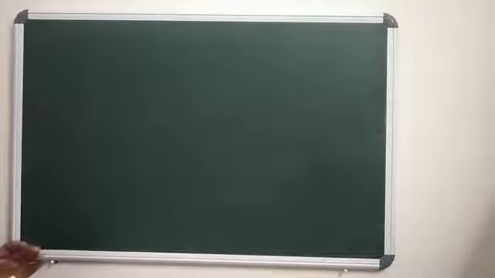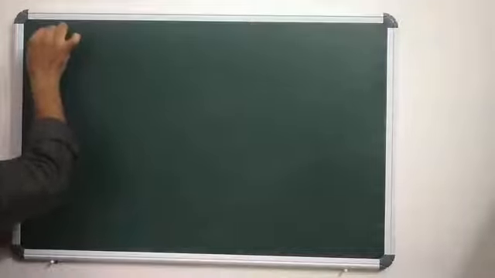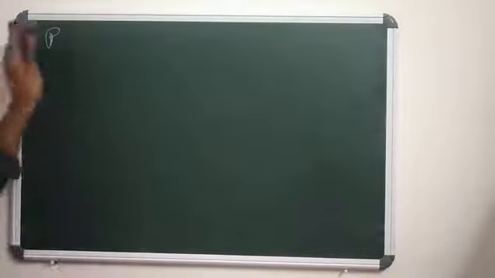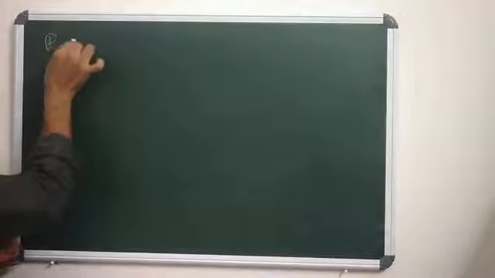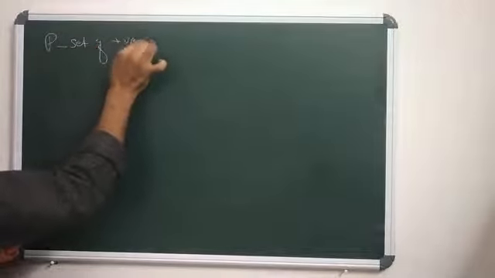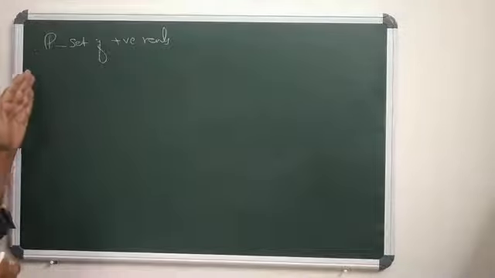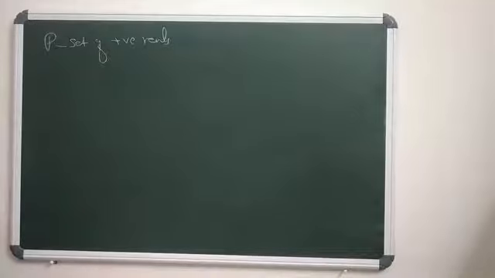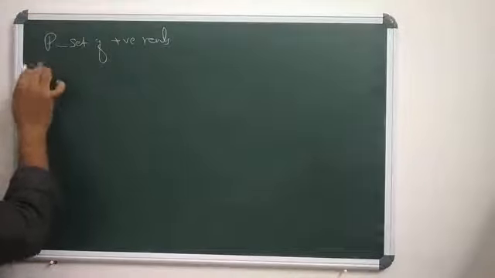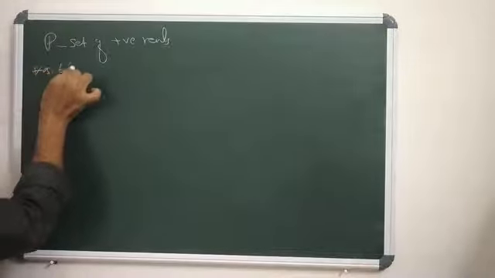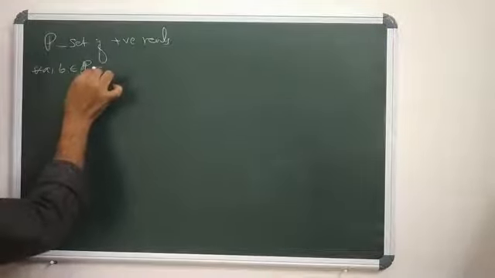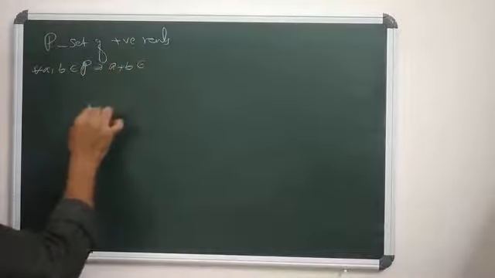First, consider a set of positive real numbers. Let P be the set of positive real numbers. Positive reals have some properties. First, P is closed under addition. Second, P is closed under multiplication. P is closed under addition means if we choose A, B in P, that is, when A and B are positive real numbers, then A plus B also belongs to P.